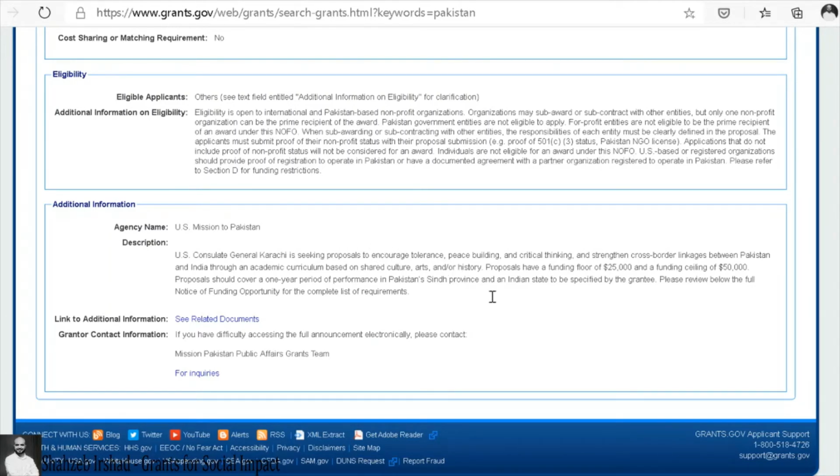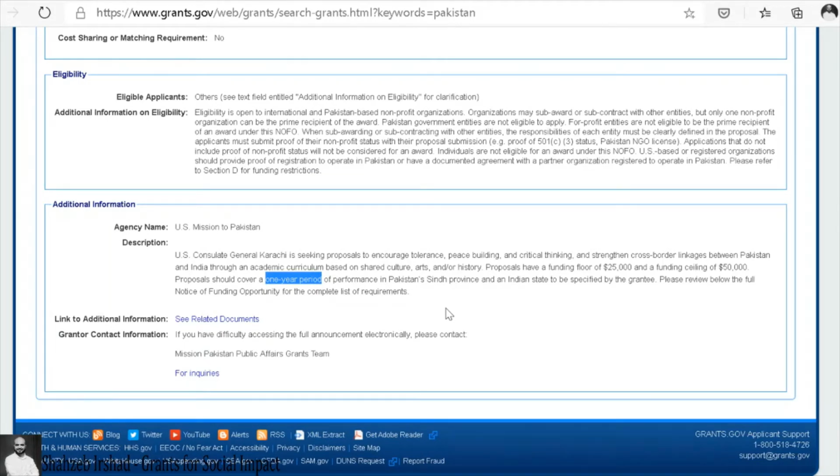It's seeking proposals to encourage tolerance, peace building, and critical thinking to strengthen cross-border linkages between Pakistan and India. Interesting. So it's an academic curriculum based on shared culture, arts, and/or history. Proposals have funding, and this is important: the minimum that will be offered is $25,000 and the maximum is $50,000, and it should cover a 1 year period.